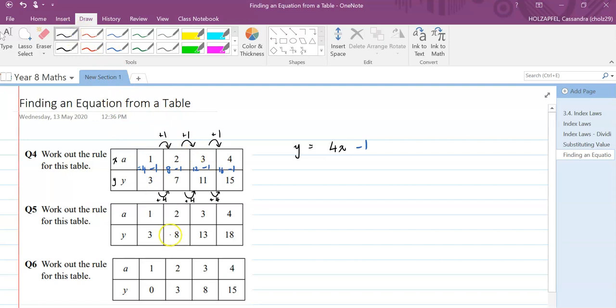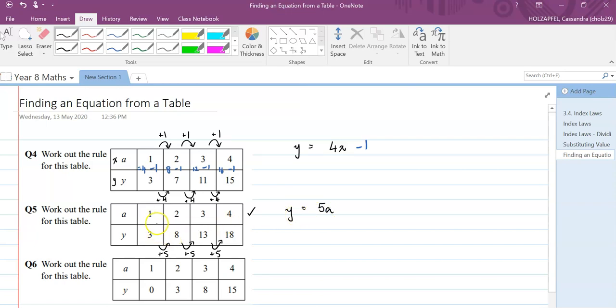Let's use this table here. First things first, I'm just going to check that this value for a is going up by 1 each time, and it does go up by 1 each time, so I can use this process. The next thing I'm going to do is see how much y is going up. It's going up 5, and then another 5, and then another 5. So these are all going up the same amount, and this is 5 times the amount that a is going up. So that means that y is going to be equal to 5 lots of a.